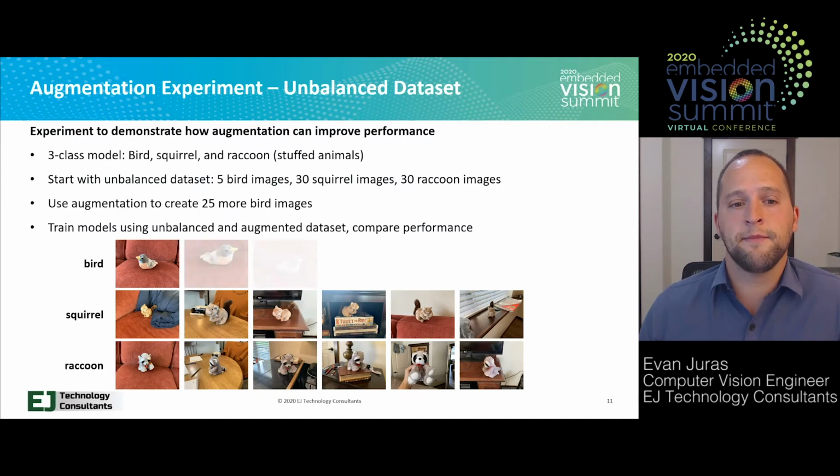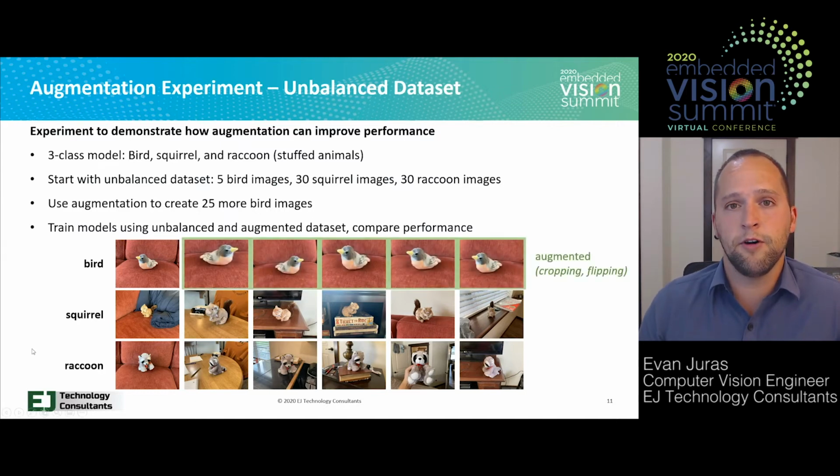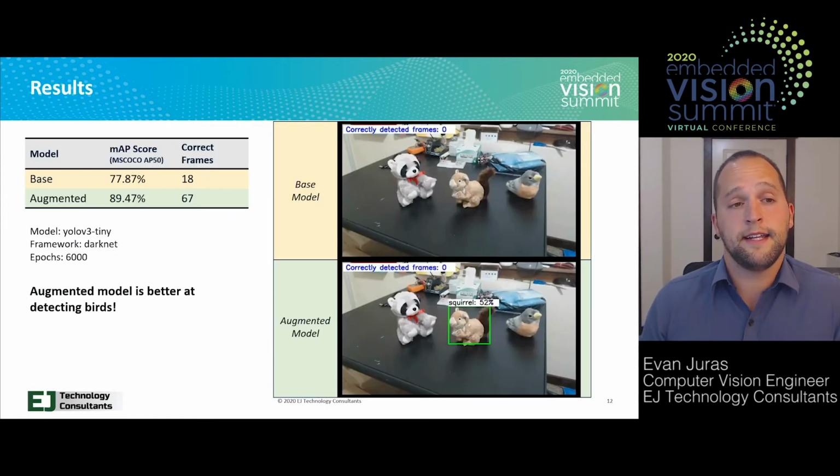And then I used augmentation to create 25 more bird images. I just applied cropping and flipping to the 5 images that I had to create 30 images total. And now I have a balanced data set of 30 images of each class. I then trained 2 different models, one model using the original unbalanced data set and a second model using the augmented data set, and compared their performance. And as a result, I found that the augmented model was better at detecting birds.